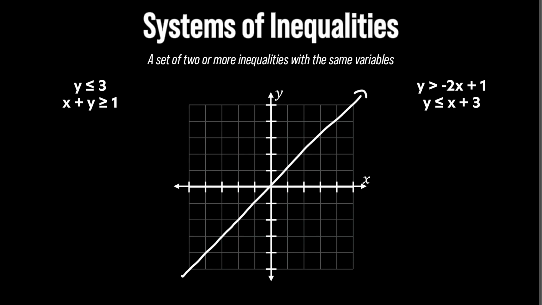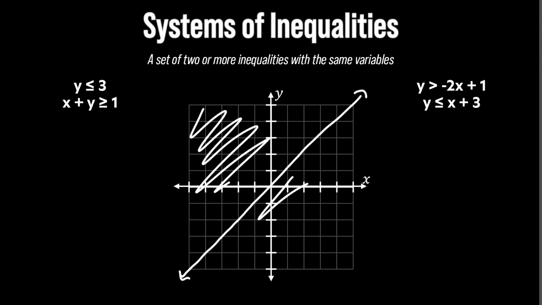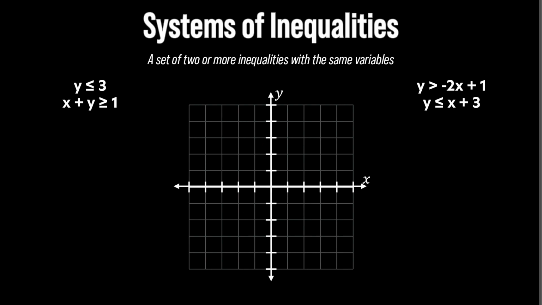The only difference is that depending on which way the inequality is facing, you're either going to shade in the first half or the second half of the plane, which denotes the solution to the linear inequality. So a system of inequalities is two or more inequalities that are going to be graphed, and we're going to see what their overlapping planes are.